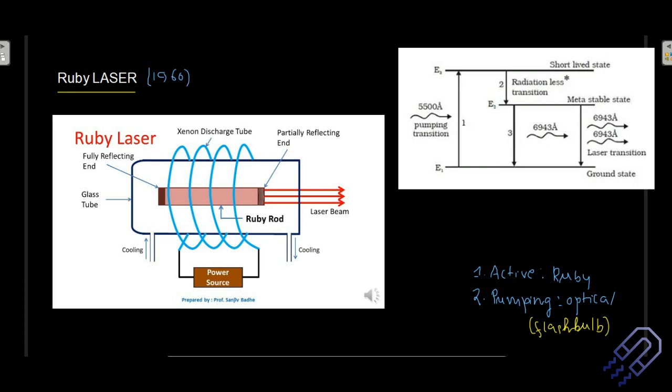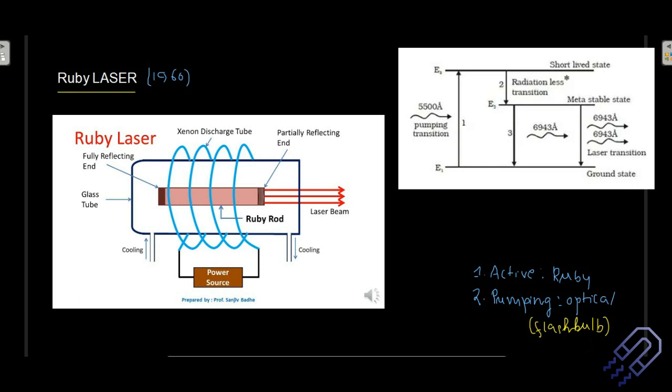ruby laser. As soon as power is switched on, the flash bulb will give out flashes of light, that is, it will give out photons, and those photons are going to excite the atoms in the ruby. So this is a good example of the optical pumping phenomenon. That is what is done in the ruby laser.